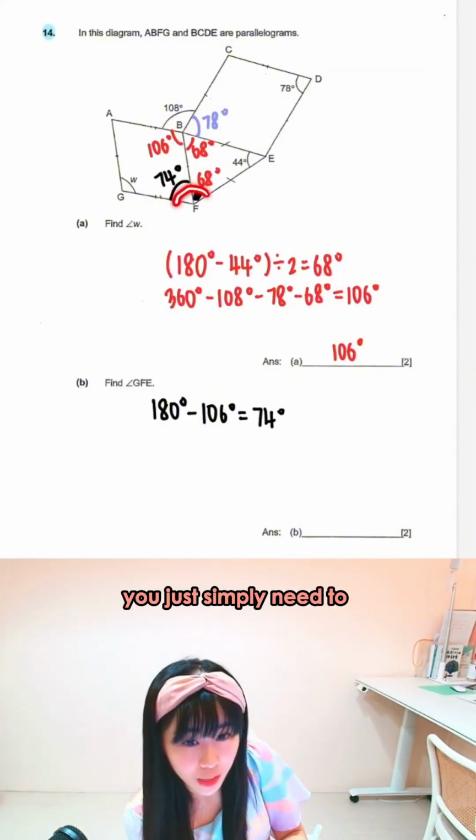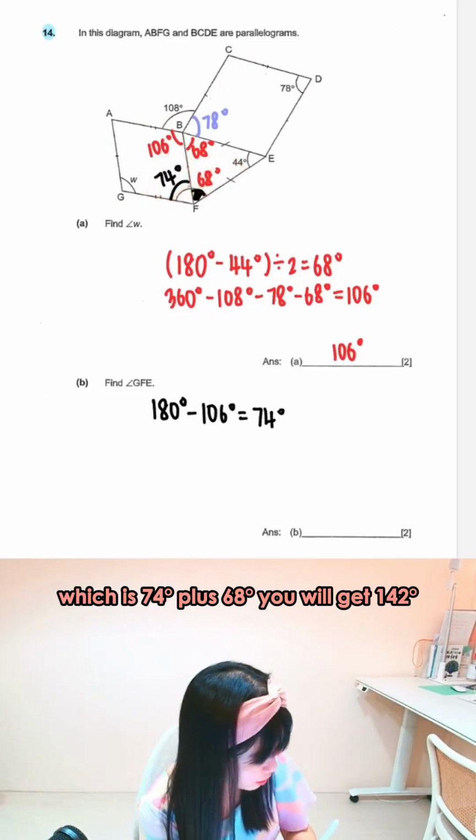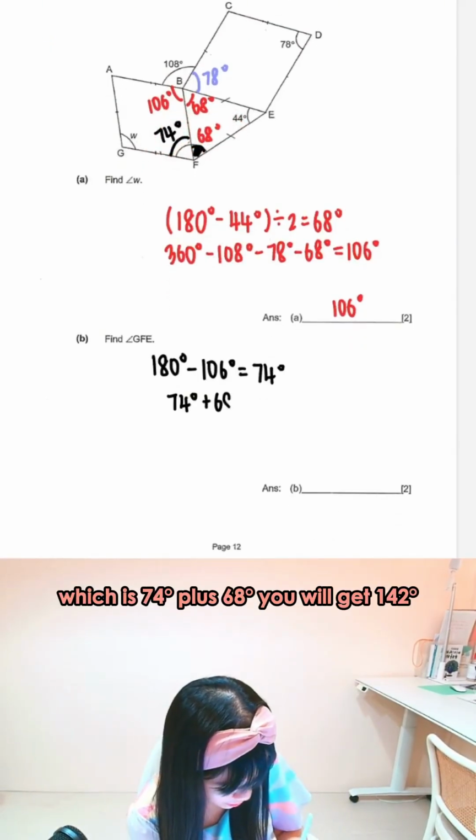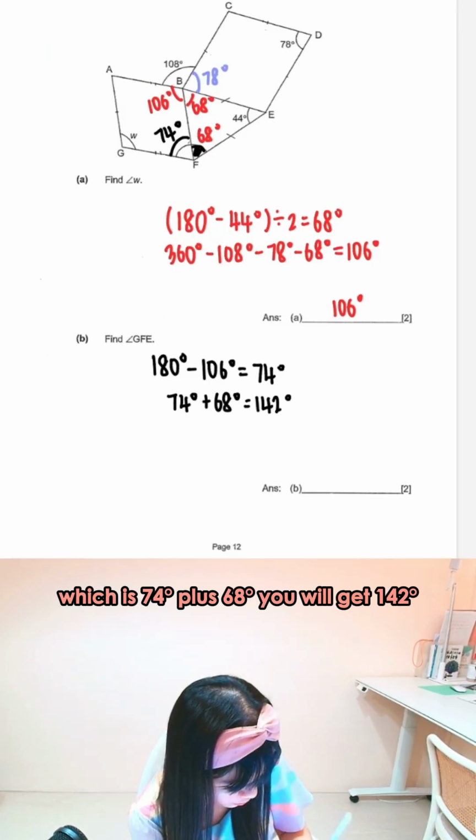Then now to find this whole thing, you just simply need to add these two values up. Okay, which is 74 plus 68. You will get 142.